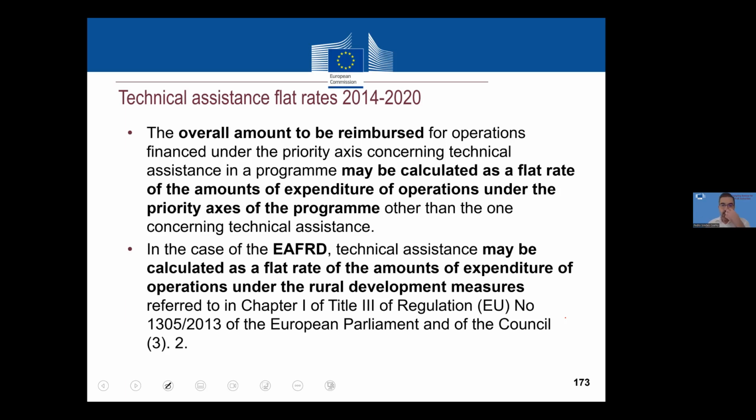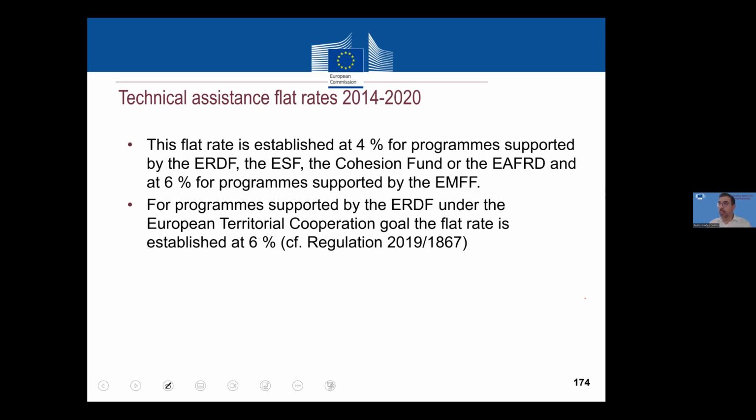First of all, the overall amount to be reimbursed for operations financed in the axis concerning technical assistance may be calculated as a flat rate of the amounts of expenditure of the operations and the priority axis of the program, other than the one concerning technical assistance. In the case of EAFRD, technical assistance may be calculated as a flat rate of the amounts of expenditure of operations under the rural development measures. In any case, what you are saying is that there is a base of flat rate for this technical assistance.